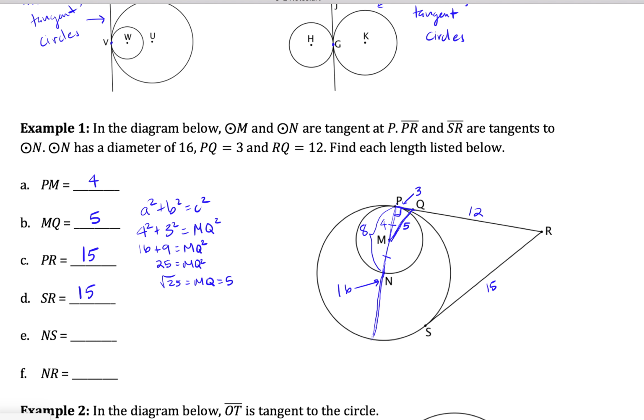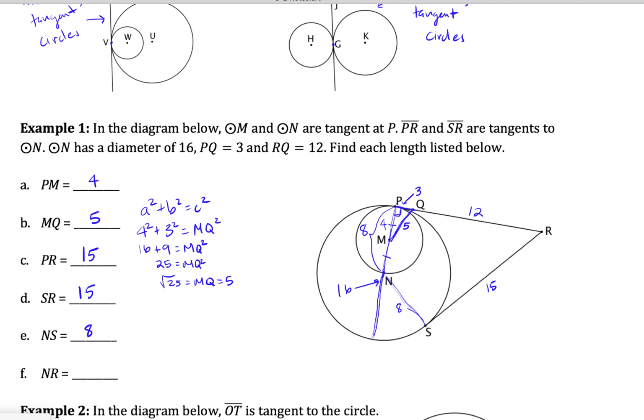NS is the next thing we're supposed to find. Now I notice that NS goes from the center of my circle out to a point on my circle. So it's a radius of circle N, right? We already know that the diameter of circle N is 16, so that radius would have to be 8. So there's an 8 right there.